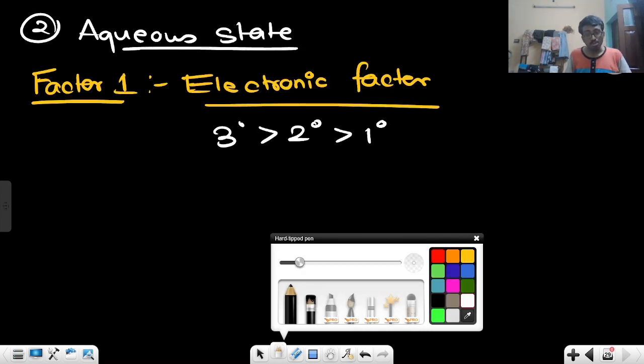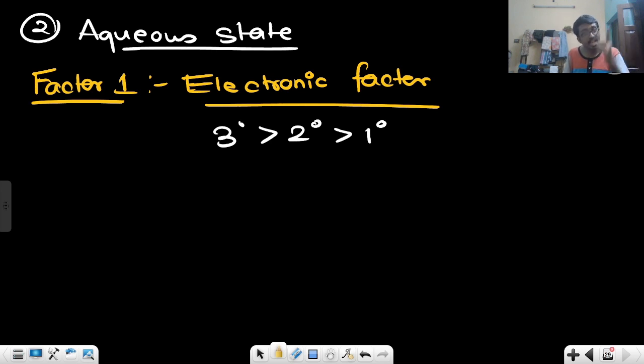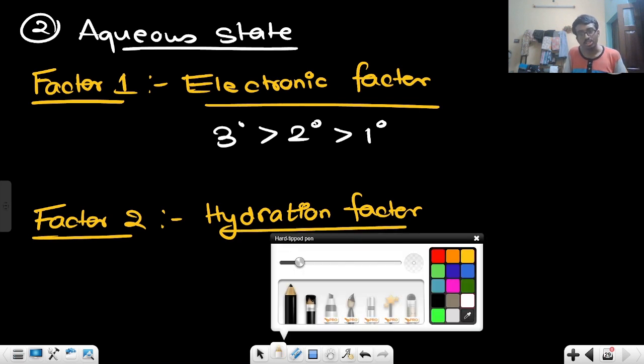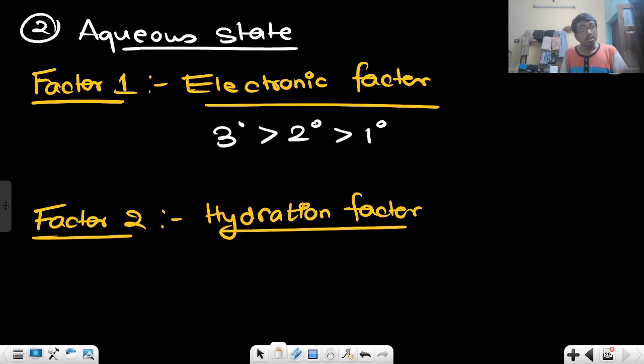Now, the second factor, which I have to consider because it is an aqueous state, is factor number 2, that is called the hydration factor. Why did we consider the hydration factor? I did not need it otherwise. Why? Because in aqueous state, water is an external molecule, and interaction between the external molecule and the amine is happening. That we already came to know before: amines form hydrogen bonds with water. So that will have some effect on the basic character, and what that effect will be, I have to know.